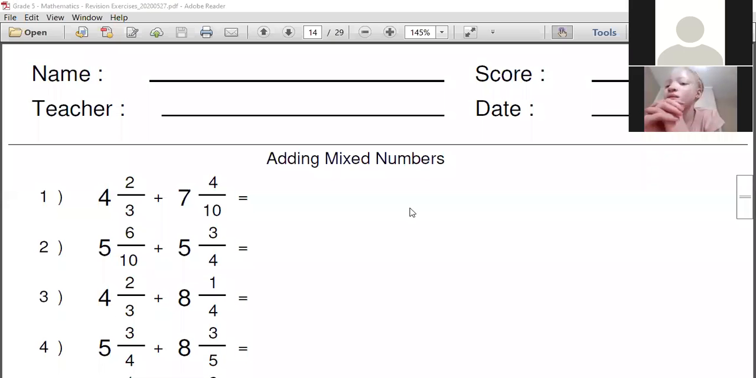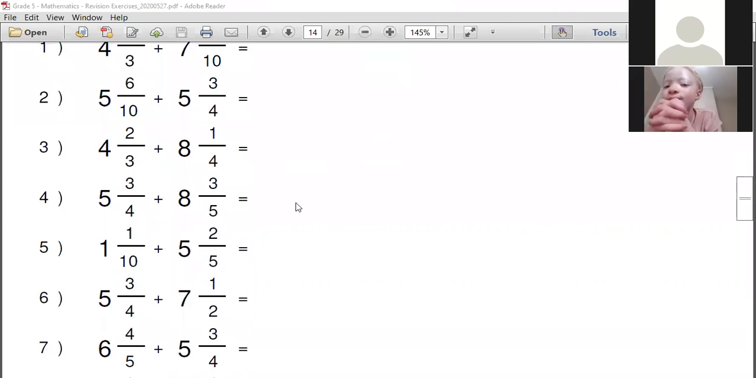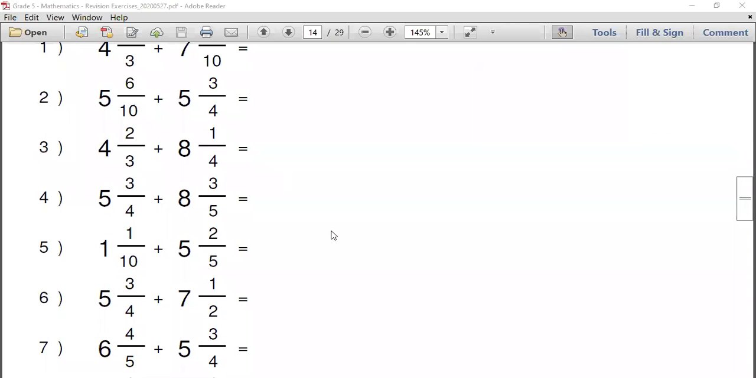Okay, so here we go. Remember, there's two ways that you can do it. You can either convert the mixed numbers into improper fractions, or you can first add your whole numbers, change your fractions so that they have the same denominator, then add, then convert, then add. So there's a few different steps that you need to remember and two different ways.